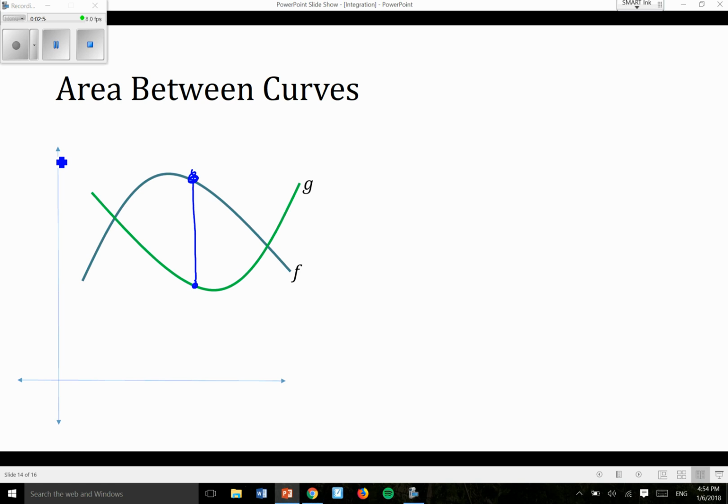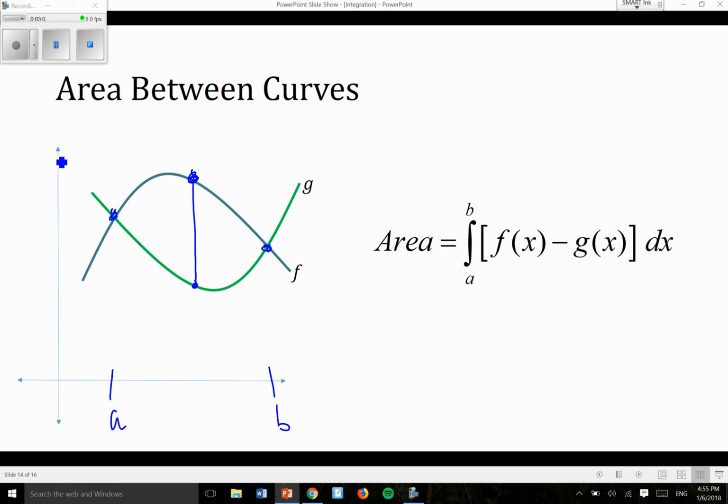In this case, our function f is on top, our function g is on the bottom, so we're going to integrate f minus g between wherever they intersect, which is a and b. Don't forget to find intersection points. You can set your functions equal to each other, or if you're using a calculator, you can graph and intersect them using your graphing calculator. So again, to find that area, we just integrate top minus bottom from a to b.